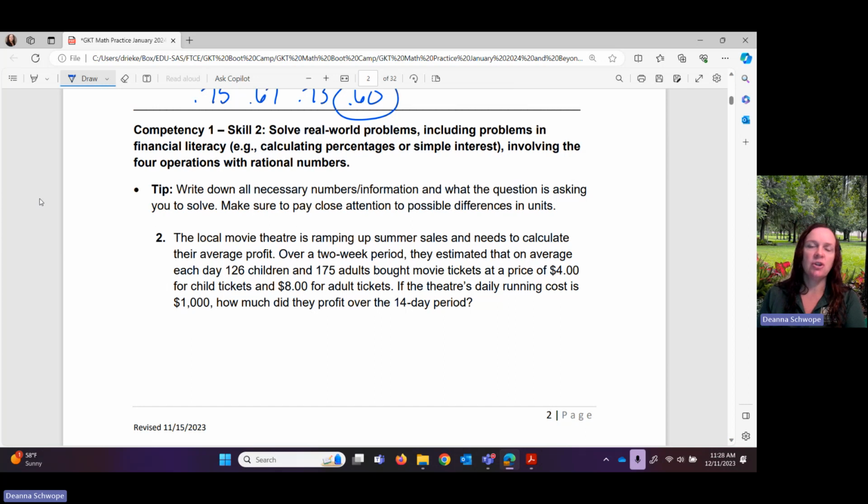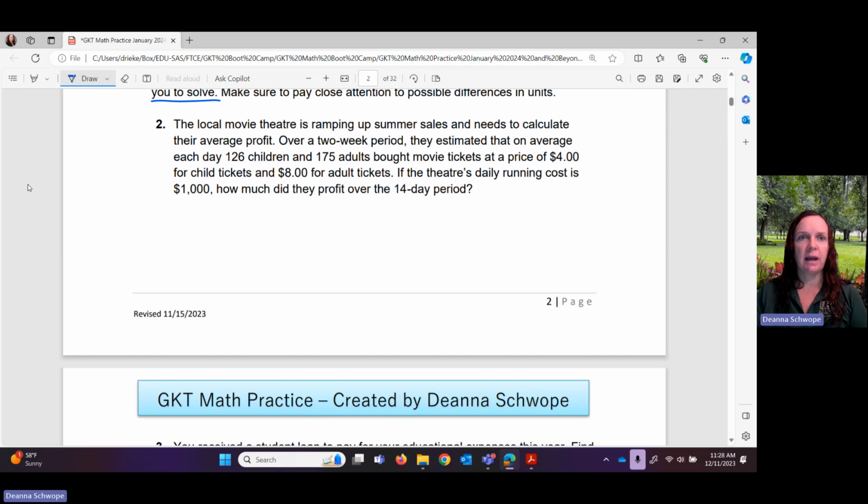Another thing is make sure you're paying attention to any changes in units. If the question is in feet and they want the answers in inches or yards or something like that, make sure you know that you're changing it. Also, at the very end of your time solving it, go back to the question and see what the question is asking. Make sure you've answered the entire question. All right, so this is kind of a longer one, so let's look at it.